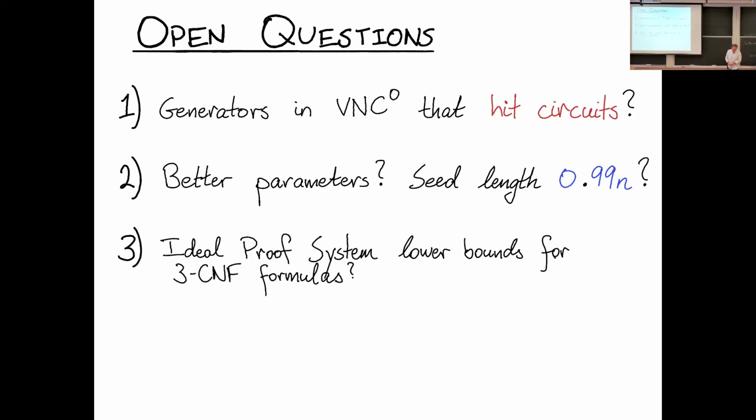And finally, there's a connection to lower bounds for 3-CNFs in the ideal proof system, or fragments of that. Could we actually make some substantial progress on this and prove CNF lower bounds in restricted subsystems of the IPS?